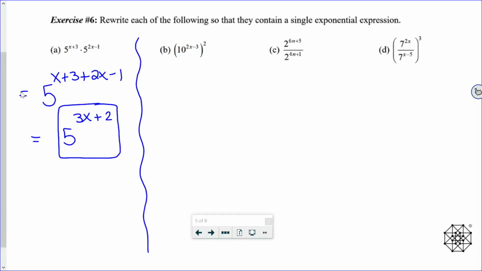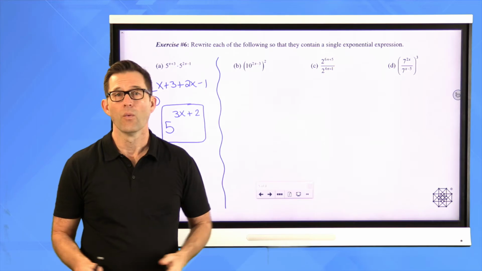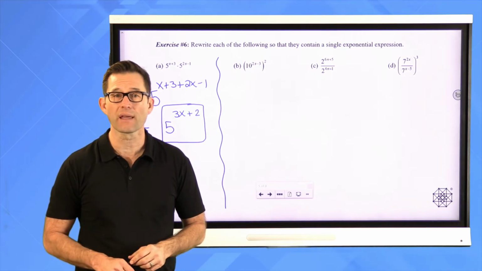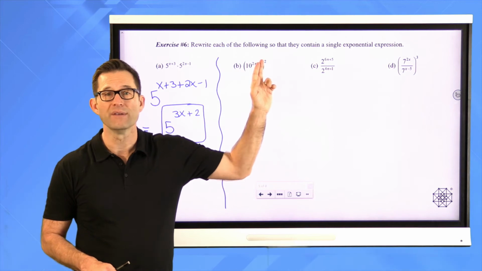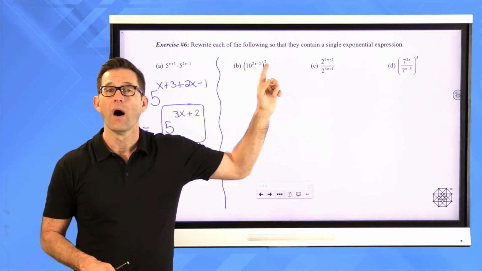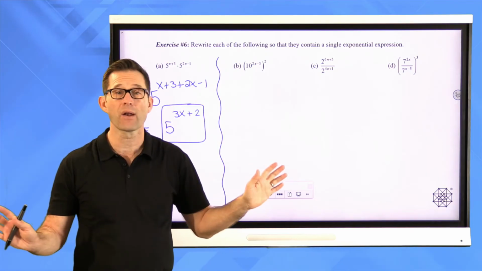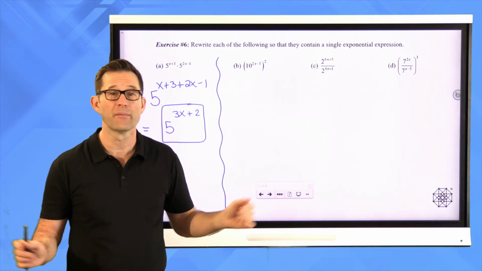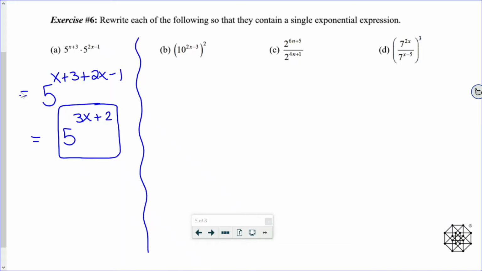Let's take a look at letter B. Letter B, I've got 10 to the 2x minus 3, all to the second. All right, well, I've got this great exponent law. It's the second law that says when I have something raised to an exponent raised to another exponent, I'm going to multiply the two exponents. Again, it doesn't matter what the exponents look like. I'm going to multiply them together. So in that case, I'm going to have 10 raised to the 2 times 2x minus 3. Now I have to distribute that multiplication by 2, and I'm going to get 10 to the 4x minus 6.